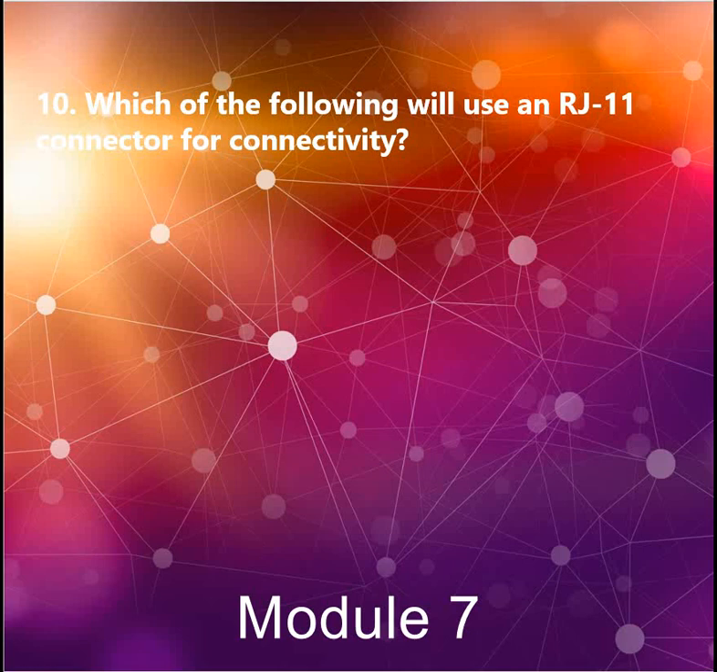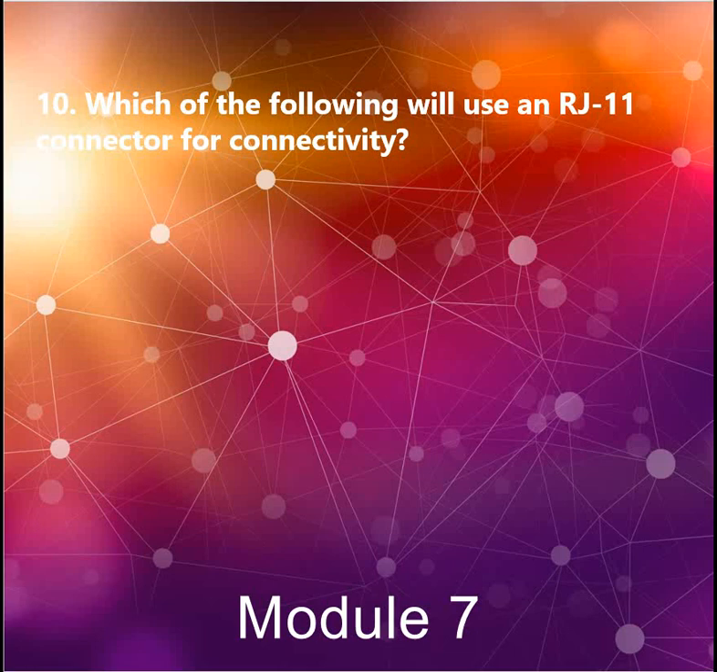All right, and finally, number 10 of Module 7. Which of the following would use an RJ11 connector for connectivity? So it's the type of internet. It's saying a cable. That's incorrect. It would use an F connector because it's a coax cable. Your Ethernet uses one that looks like RJ11, but it is bigger.